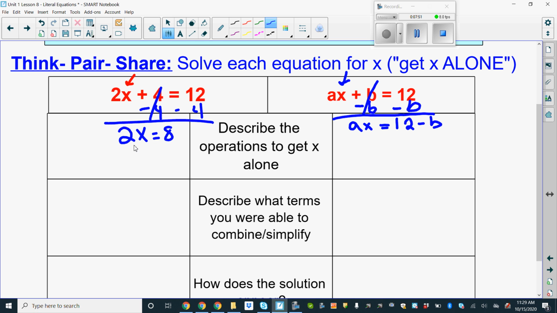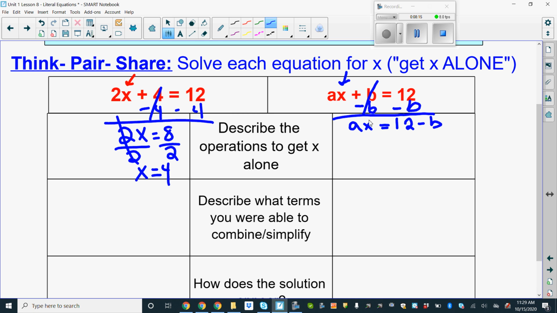Now let's go back over here. We have to divide by 2 because the 2x is attached by multiplication, and the opposite of multiplication is division. And you want to divide by whatever is not the variable you're solving for. So 2 we don't need, so we move it to the other side by dividing. And we're left with x equals 4 because 8 divided by 2 is 4.